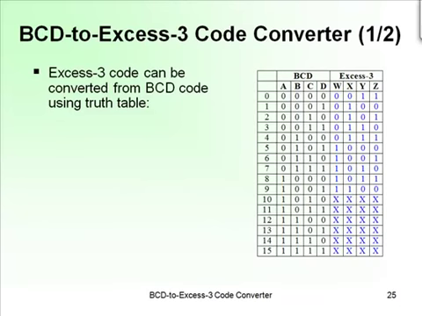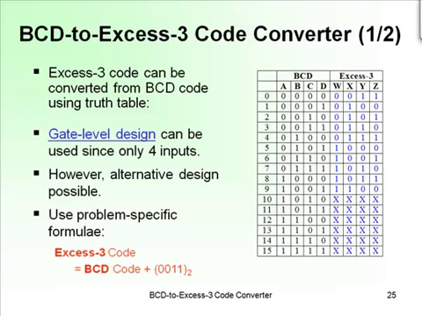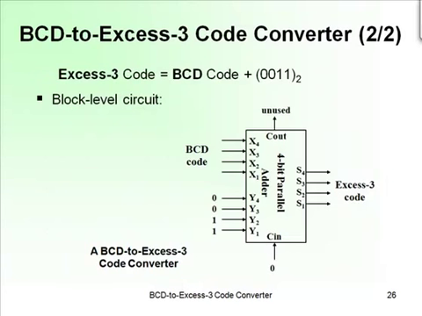Going back to the XS3 code converter, using this new method, gate level design can be used since there are only four inputs. However, there is an alternate design. We look at the actual problem and say BCD code to XS3 code equals the BCD code plus 3 in binary, essentially. So the block level circuit would look something like this. You have a 4-bit parallel adder that always adds 3 down here, so the output of your 4-bit parallel ripple adder would give you XS3 code in this example.